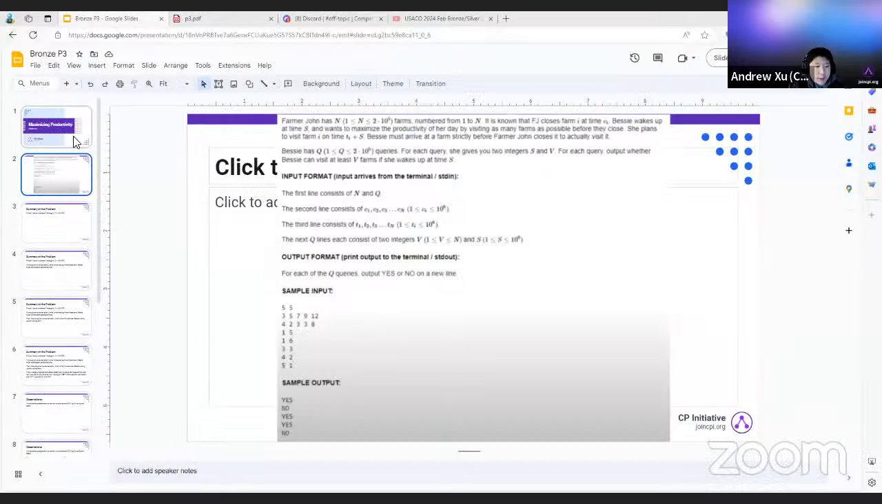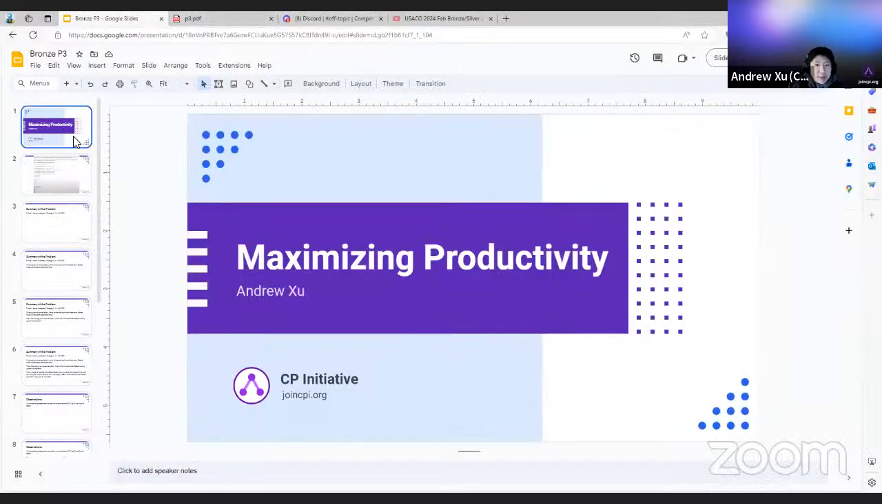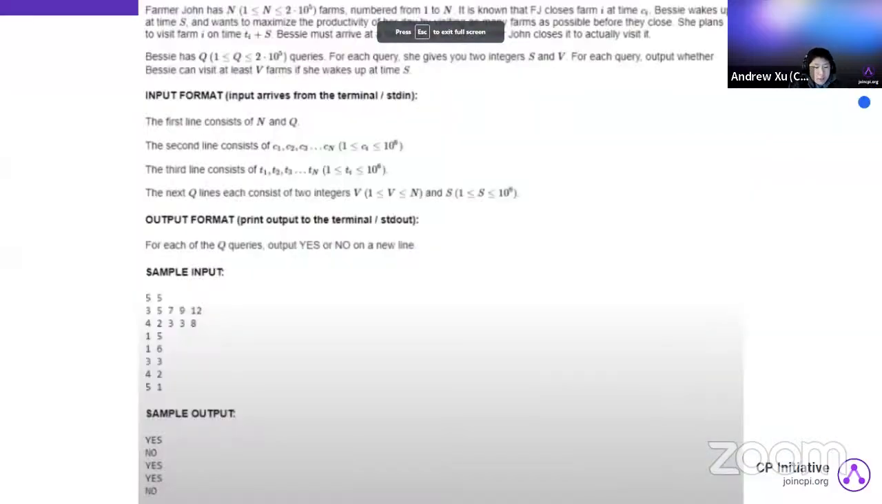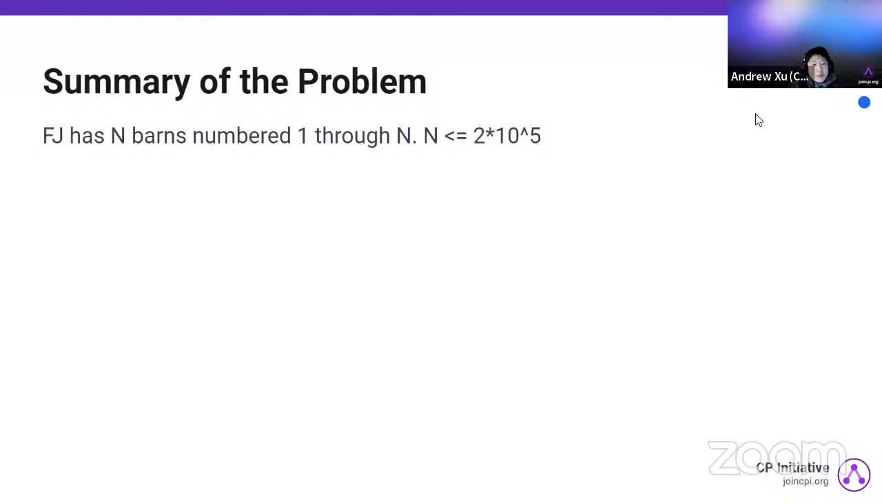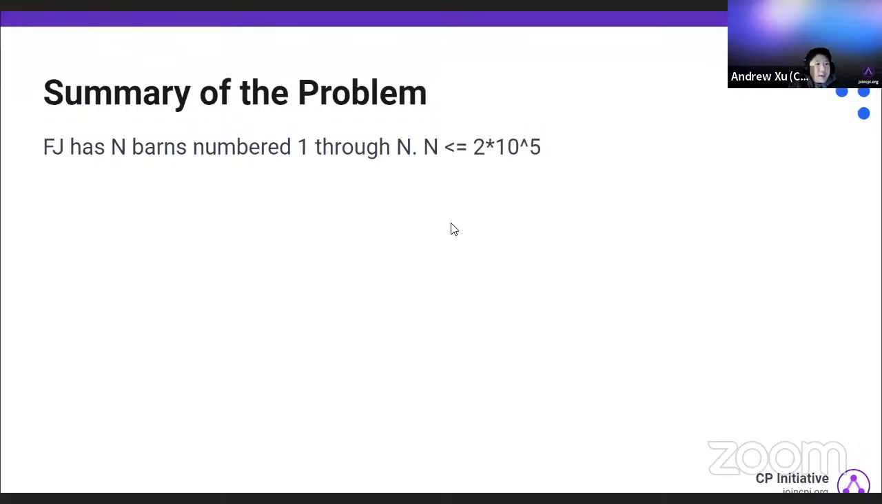Okay, so we're going to be doing the third problem, maximizing productivity. This is a problem if you want to be reminded of it. And since you guys probably already read it, I'm just going to give a quick summary.